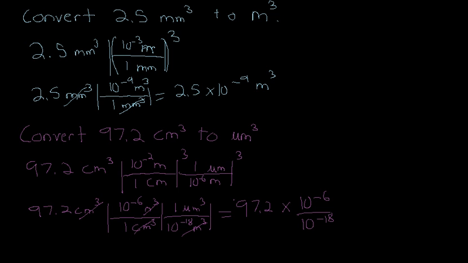I know I can subtract exponents, so negative 6 minus negative 18. It's like negative 6 plus 12. Go up from negative 6 to 0, up 6 from there to 6. So this becomes 97.2 times 10 to the 6th. And that's how you would perform that type of conversion.